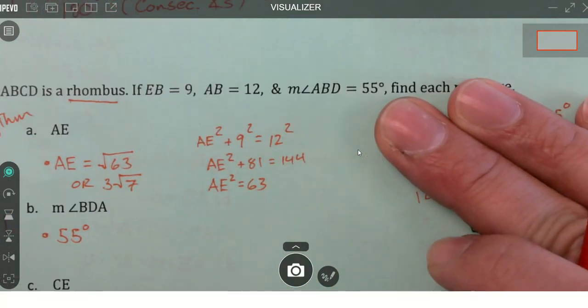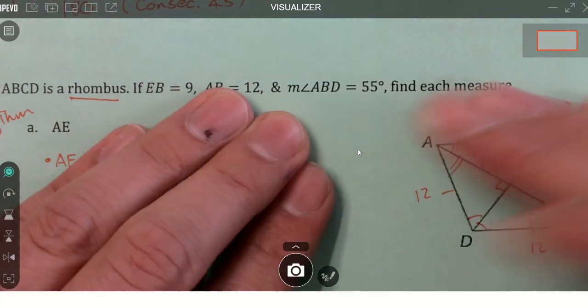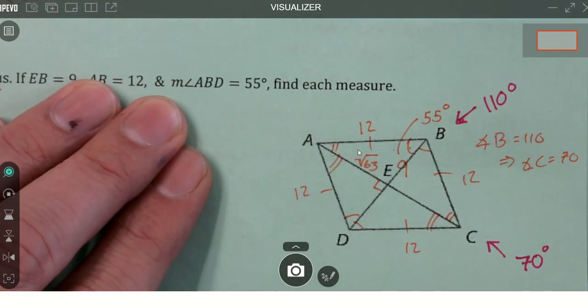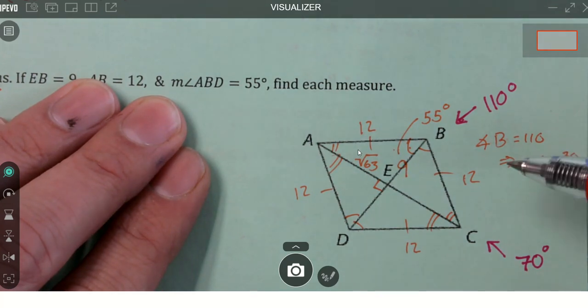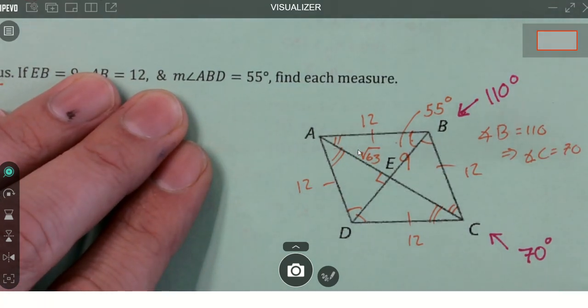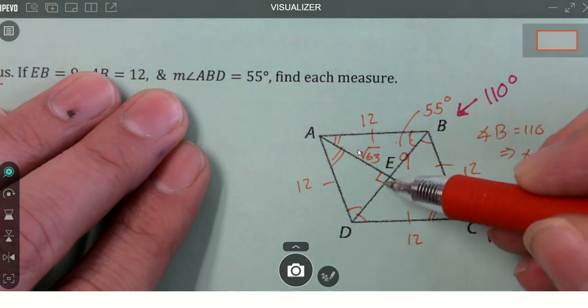ABCD is a rhombus. Why do I specify so hardcore that it's a rhombus? I even underlined it when I did it. So that's a parallelogram. I don't care if it's a rhombus, but they do that. But they bisect in a particular way, perpendicularly, which allows me to add this right angle.